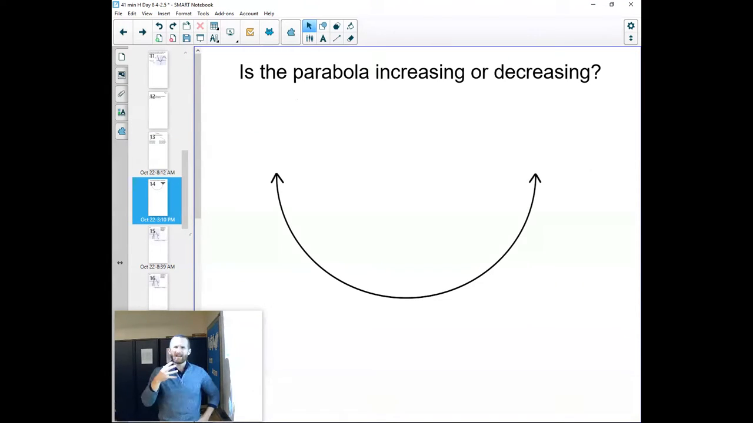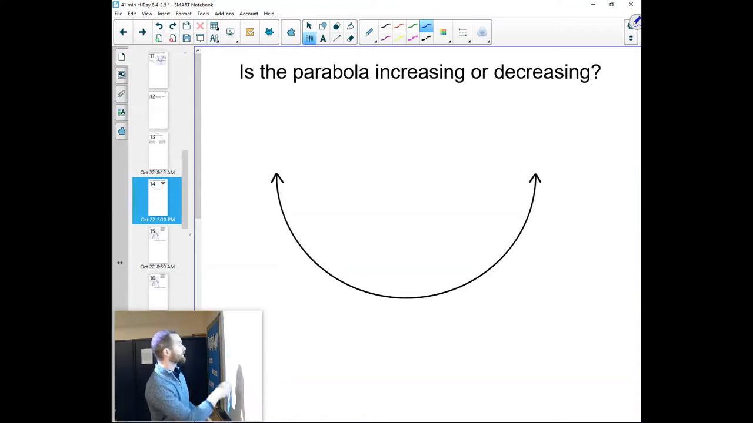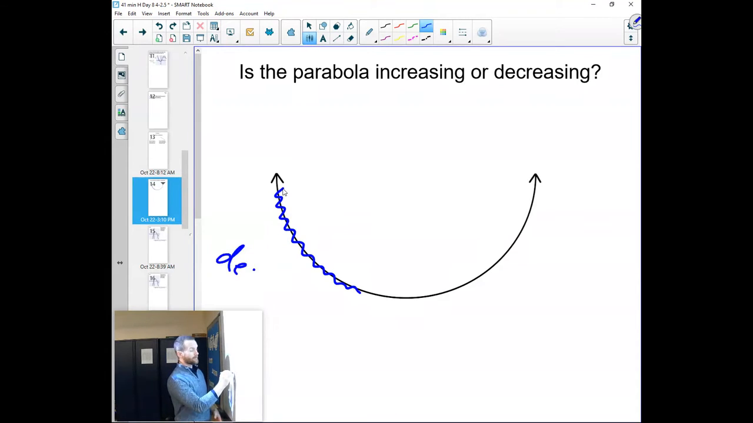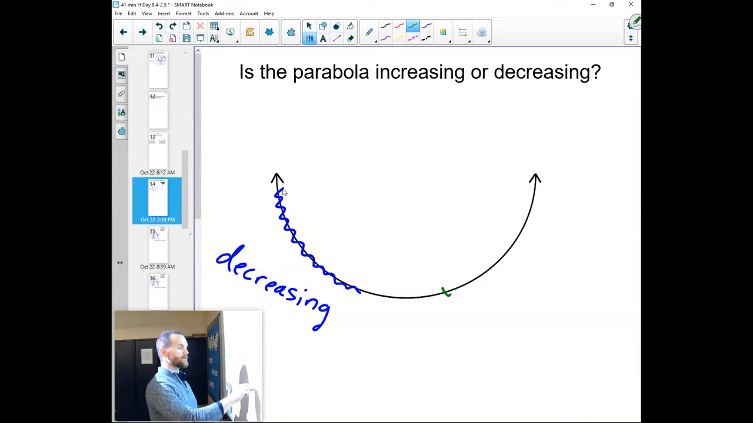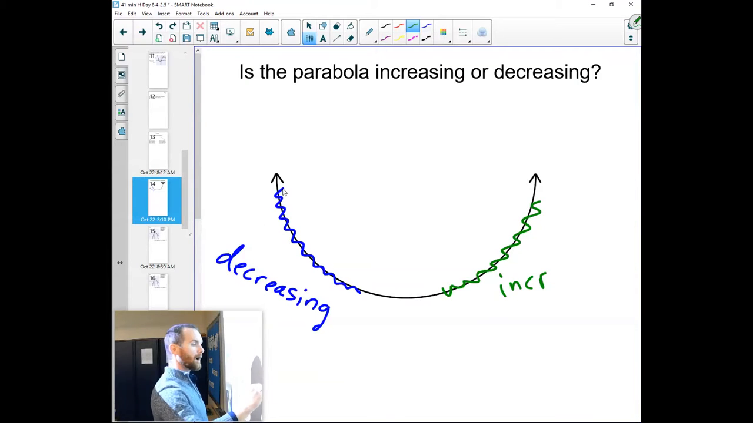But what if we apply that to a parabola? Is this parabola increasing or decreasing? Sometimes I have students say, well, this is increasing because it's got two arrows pointing up. But that's not technically correct. This parabola is both increasing and decreasing because it all depends on what part we focus on. If we focus on this part of the parabola, that's decreasing. That's going down from left to right. But over here, if we focus on this part of the parabola, going from left to right, that's increasing. That's getting higher as we go from left to right.